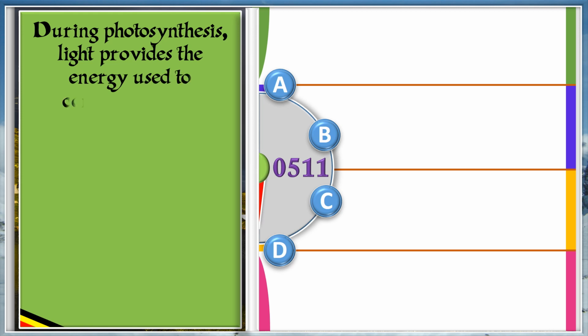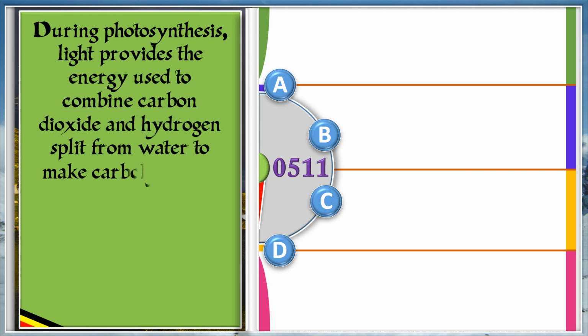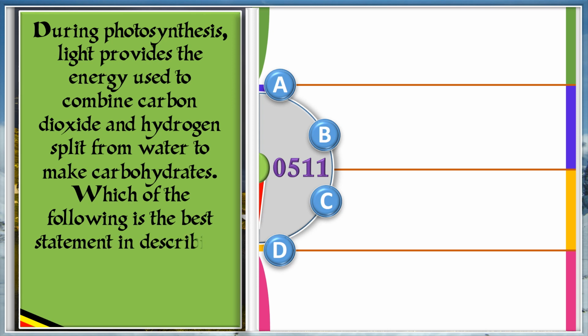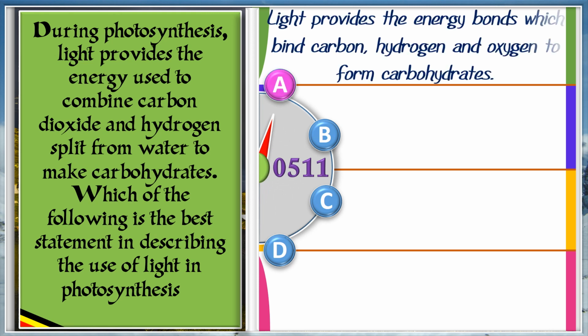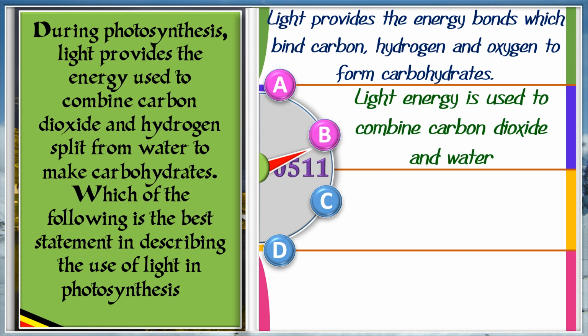During photosynthesis, light provides the energy used to combine carbon dioxide and hydrogen split from water to make carbohydrates. Which of the following is the best statement in describing the use of light in photosynthesis? A. Light provides the energy bond which binds carbon, hydrogen, and oxygen to form carbohydrates. B. Light energy is used to combine carbon dioxide and water.